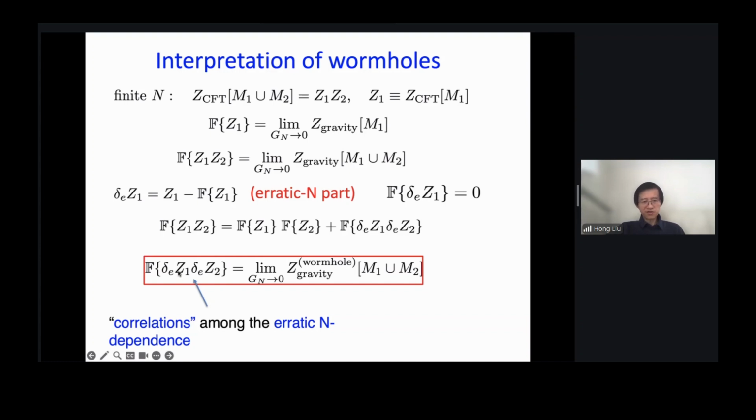So this is just for the product of two. You can trivially generalize. So this is just equal to the wormhole. The wormhole captures the erratic part on this manifold and the erratic part on that manifold. Somehow when they take the product, they have a smooth expansion, and that's the wormhole.